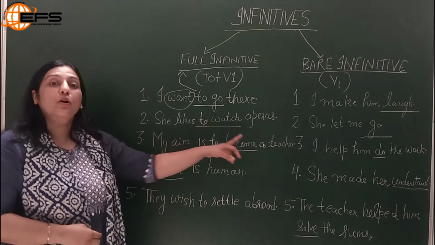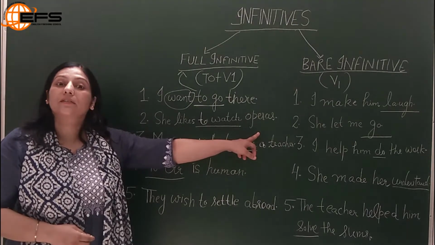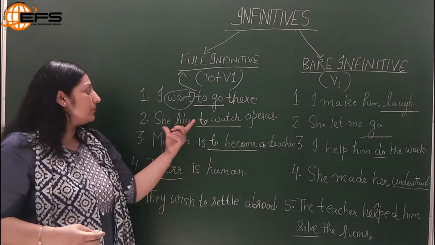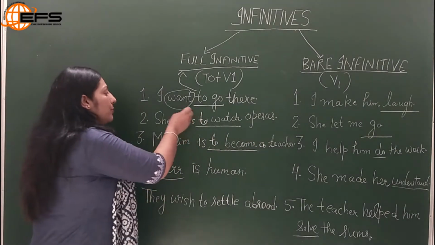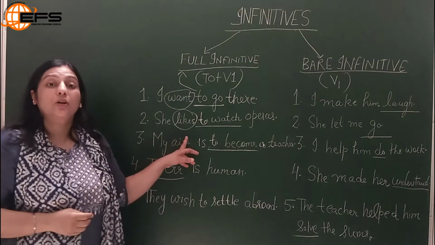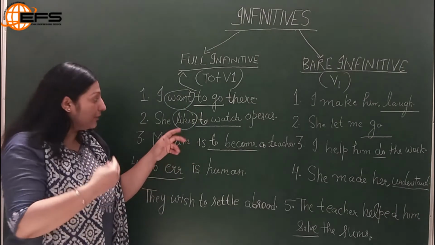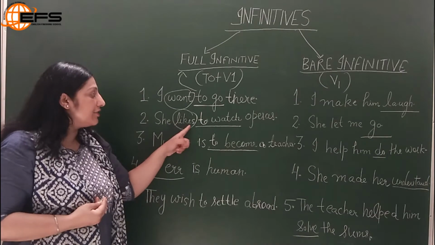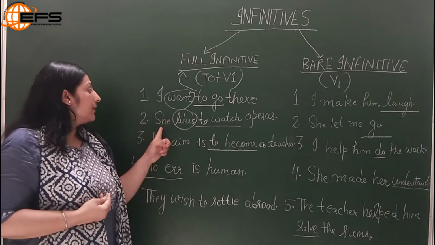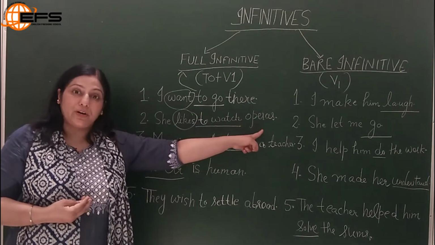Let us look at another example. She likes to watch operas. Operas are the theatrical dramas. So here the main verb is likes. Now I can change its tense, I can convert it into past. She liked to watch operas. She will like to watch operas.